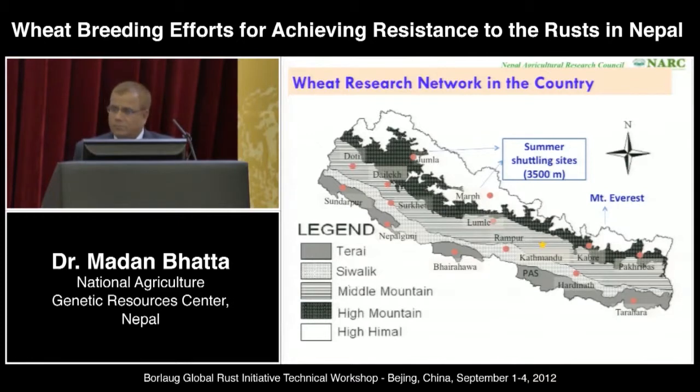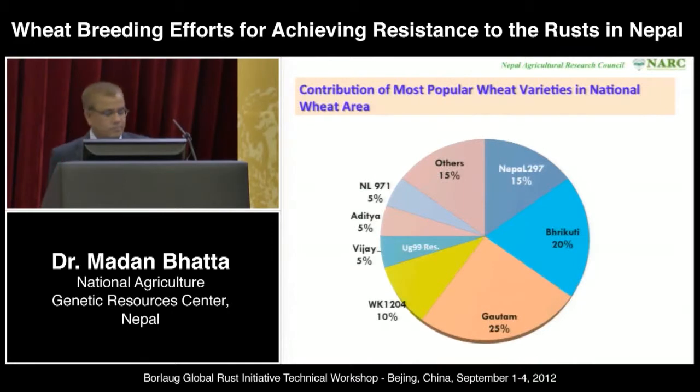This is a map showing the wheat research network. We have research stations in the plains as well as in the mid hills and high mountains. We have 2 summer sowing sites above 3,500 meter altitude. One, Marfa, is a rain shadow area, where we do not receive any rains during the rainy season, while Jumla is more humid and good for leaf rust as well as stripe rust screening.